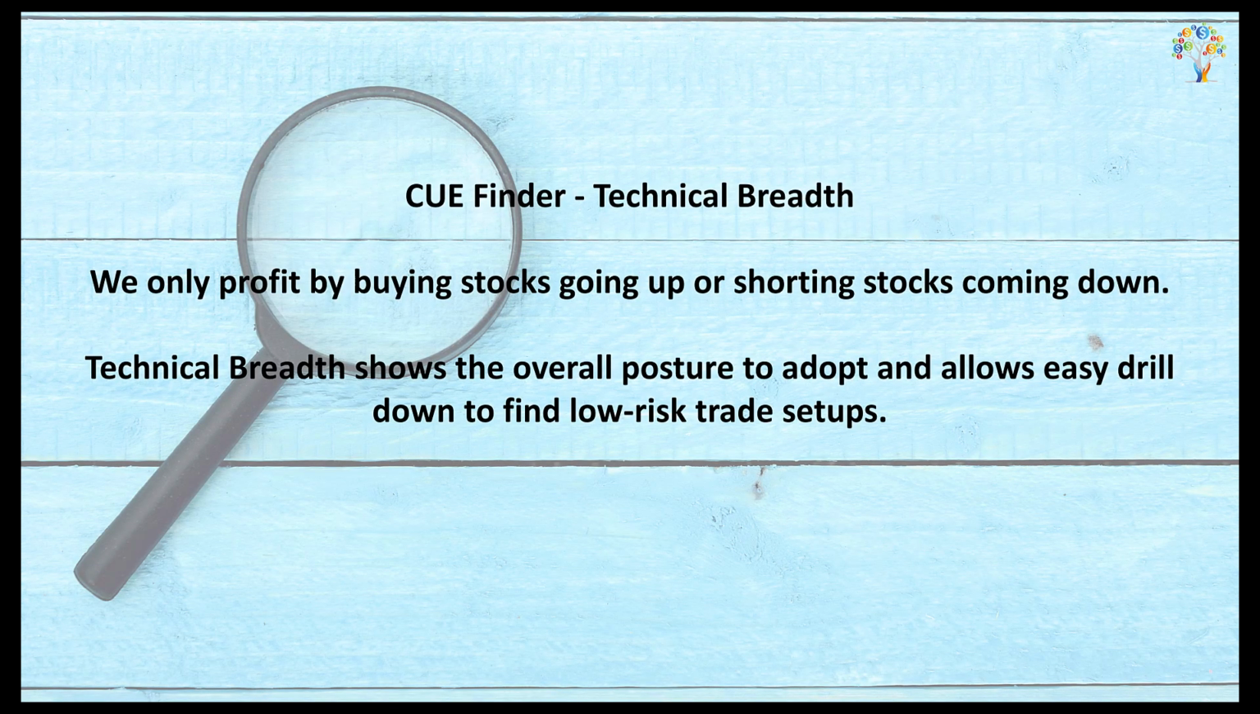The fifth and last dimension of our market level analysis is technical breadth using Q-Finder. Most of our trades are directional trades. For such trades, we profit by buying stocks going up or shorting stocks coming down. Technical breadth helps by showing the overall posture to adopt, bullish or bearish, and allows easy drill down to find low-risk trade candidates in that direction.